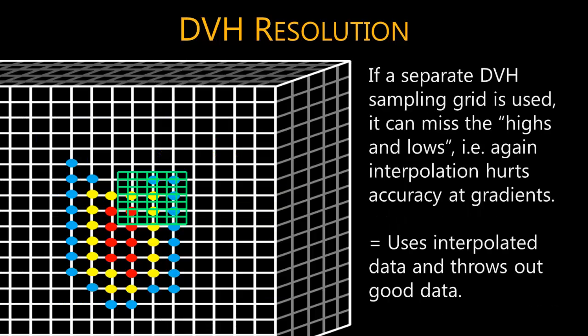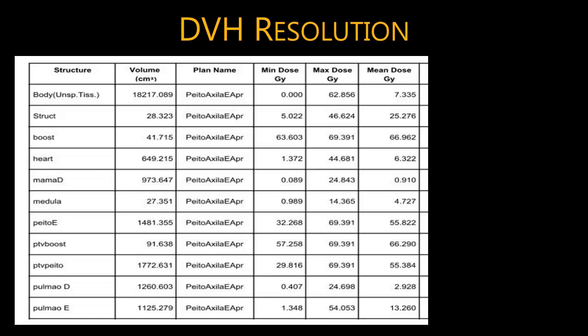In some instances, the DVH sampling grid is not aligned with the actual dose grid, and interpolation errors are possible. For instance, as illustrated here, if a separate DVH sampling grid is used, it can miss the highs and lows, that is, the peaks and valleys of the dose matrix, resulting in data loss and impaired DVH statistics.